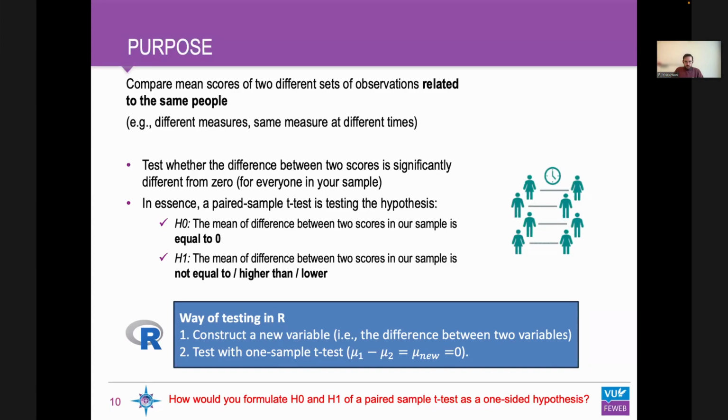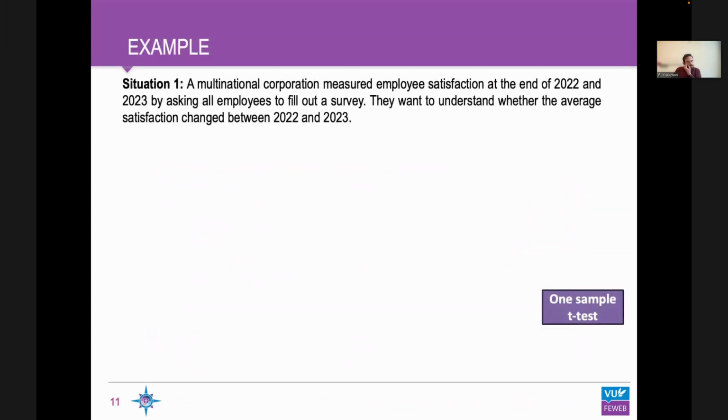Okay, let's now look at how we do this in R with an example. The situation is that a multinational corporation measured employee satisfaction at the end of 2022 and 2023 by asking all employees to fill out a survey. They want to understand whether the average satisfaction changed between 2022 and 2023. So I hope this is already giving you the indication that we have two different measurements of the same thing, and we want to understand if the average satisfaction, which is the mean, changed between these two times.